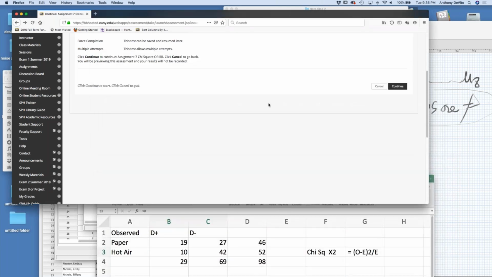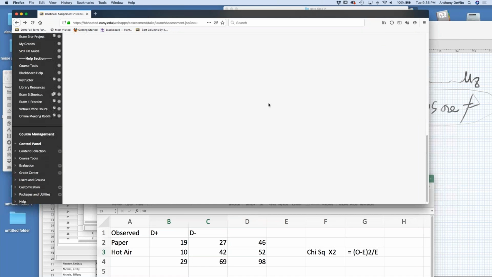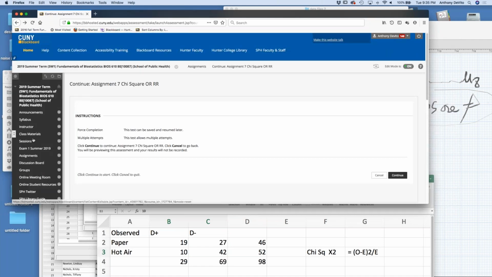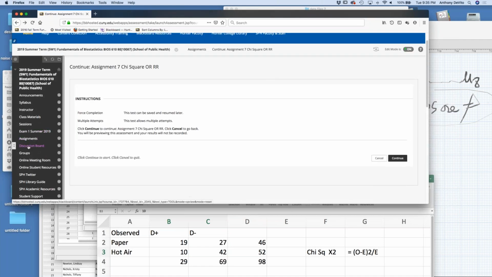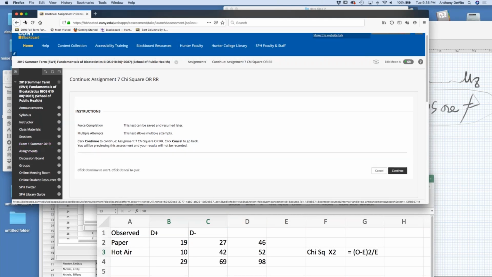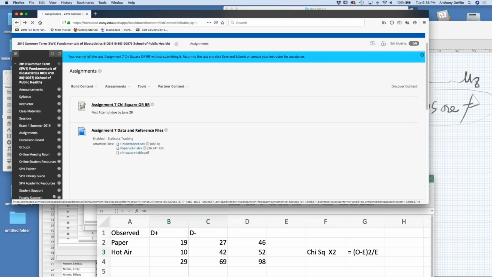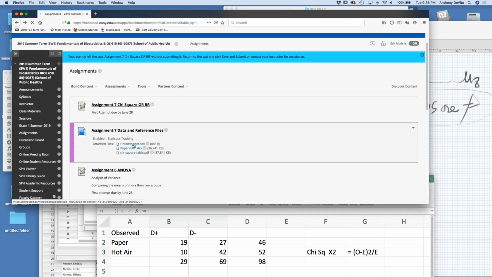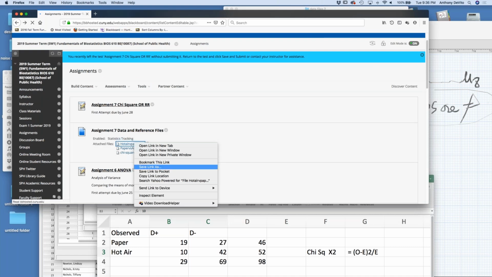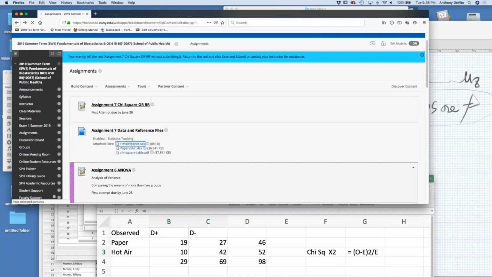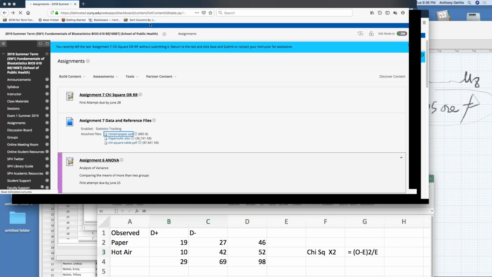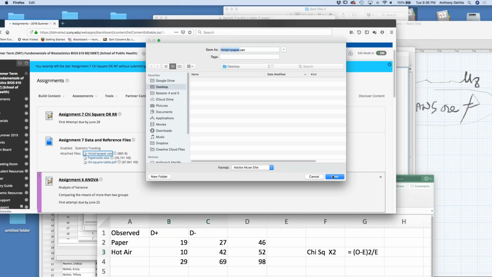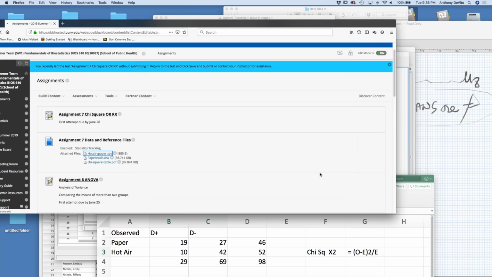Okay, so I think I closed that off. I wanted to do this again. Let me go back another step to the assignment page. There we go. And here is hot versus paper. There's the Excel version of this file. So I'm going to save this on my desktop. Did it go to my desktop? It didn't really give me an option. There it is. Okay, I'll save it on my desktop.